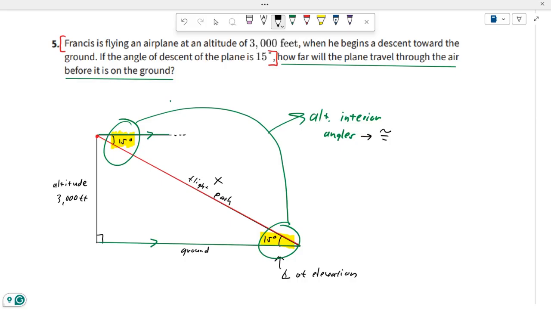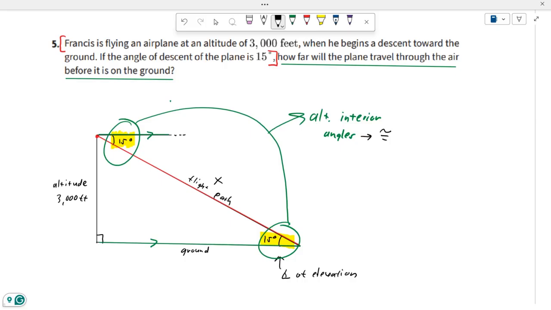You cannot use the Pythagorean theorem in this context, because in order to use the Pythagorean theorem, you must know two sides. The only side that we know is the altitude. We don't know the ground, and we don't know the flight path. So you can't use a squared plus b squared equals c squared. We have to use trigonometry.